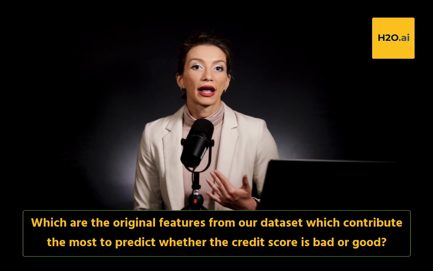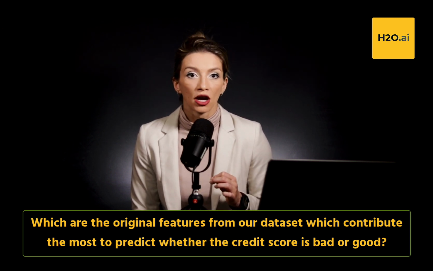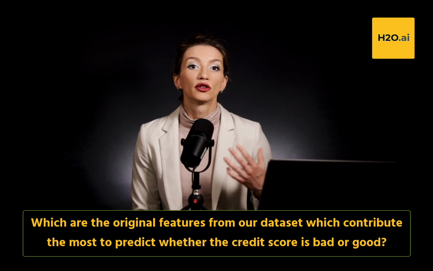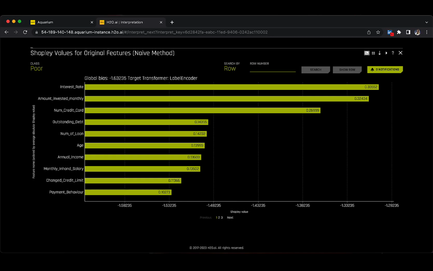And this plot answers the question, which are the original features from our dataset which contribute the most to predict whether the credit score is bad or good? What I like about the Shapley graph is that you can search a particular application based on the row ID. This is a great functionality to have because I can search for each single row in my dataset and its particular characteristics. Let's take a moment to evaluate the output that I got.